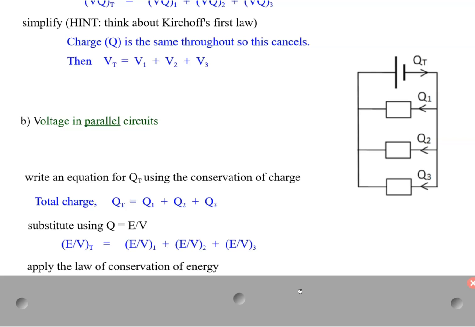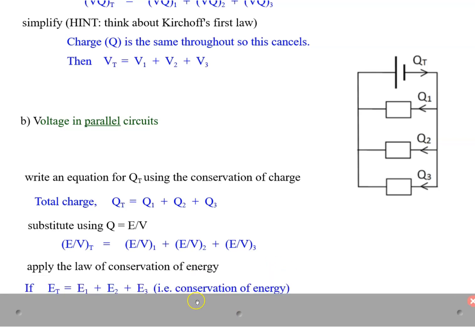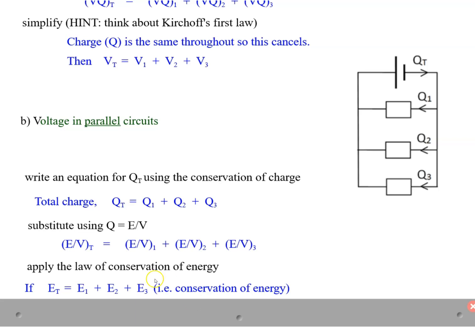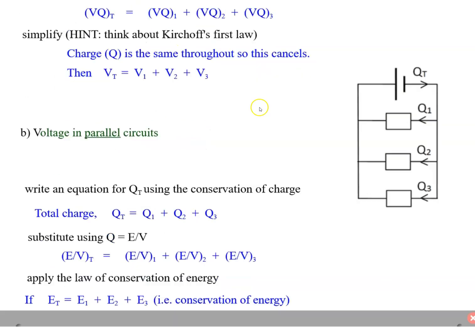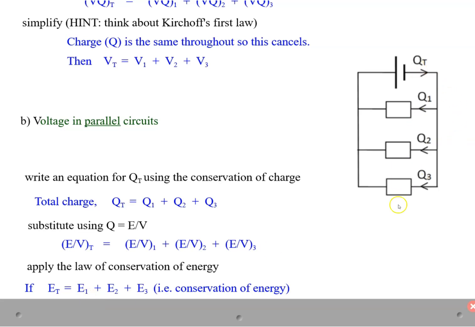Right, so now we're going to use conservation of energy. If you think about the series, we started off with conservation of energy and then applied conservation of charge. For parallel circuits, we start off with conservation of charge and then apply the law of conservation of energy. So once again, the total energy is equal to the sum of the energy in each of the resistors. And that's absolutely true here. That must be the case. If it wasn't, then we'd be getting energy for free and we'd be violating the law of conservation of energy. So the total energy must be equal to E1 plus E2 plus E3.